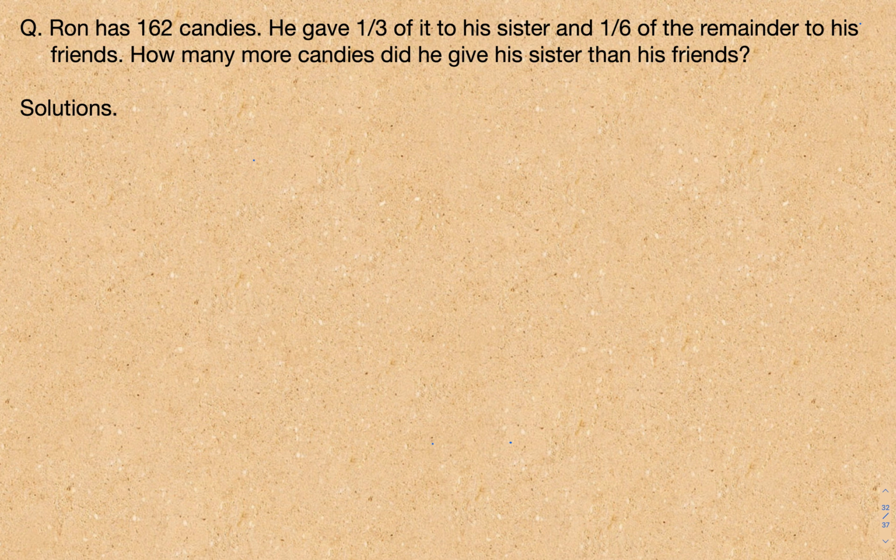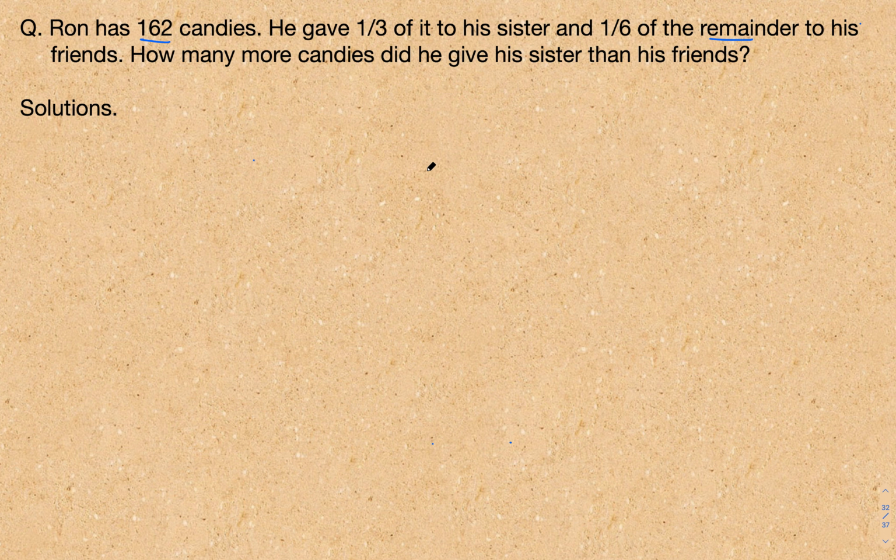Okay, so what we have here is there is a boy Ron, and he is having 162 candies in all, in total, and out of these he gave 1 by 3 to his sister and 1 by 6 of the remainder. Okay, this is important. He doesn't give 1 by 6 of the total, he gave 1 by 6 of the remainder. Remainder means whatever is left after giving to his sister, right? So of the remainder he gave 1 by 6 to his friends. So we have to find how many more candies he gave to his sister than his friends.